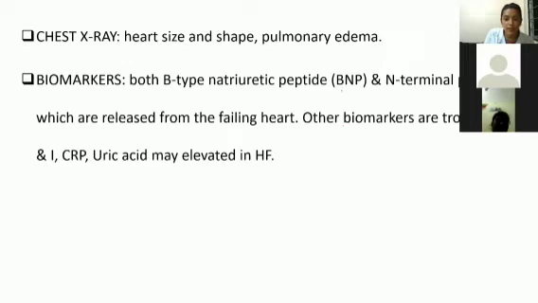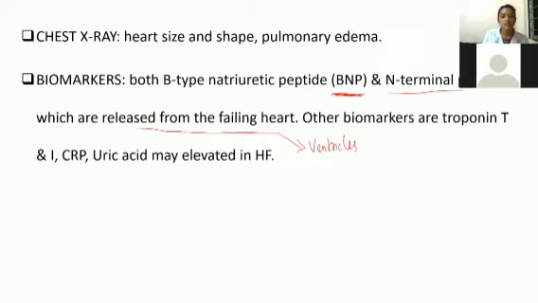Biomarkers. So this is also one important thing. You should remember, in heart failure, the thing we should check is BNP, B-type natriuretic peptide, or N-terminal pro-BNP also. How will this be significant in heart failure? This will be released from the failing heart, mostly from the ventricles. From the ventricles this BNP will be released due to excessive stretching.